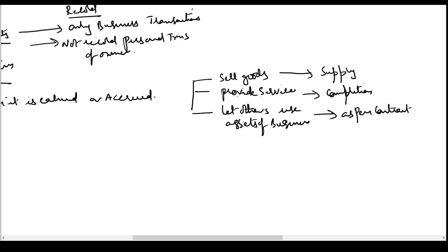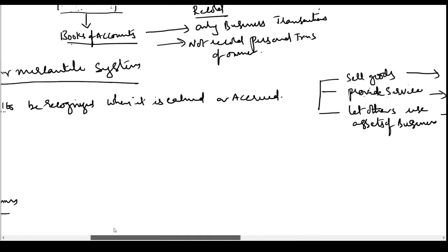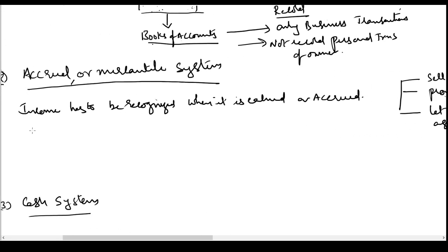If I let others use the assets of the business, like I deposit my money in a bank, the bank is using my money, so the bank will pay me interest. I give my building on rent to somebody. He uses the building. I can recognize rent as an income. So as per the mercantile or accrual system of accounting, income has to be recognized when it is earned or accrued.